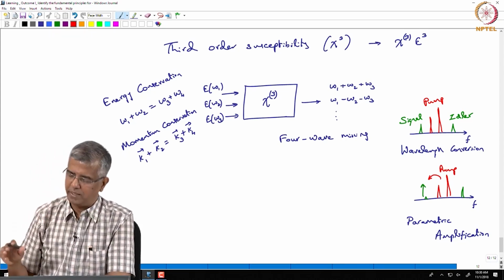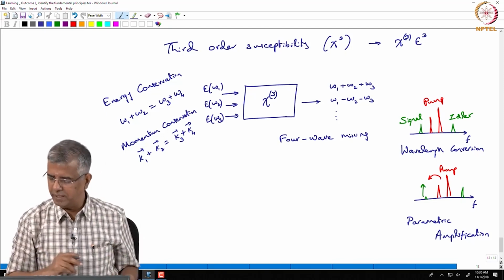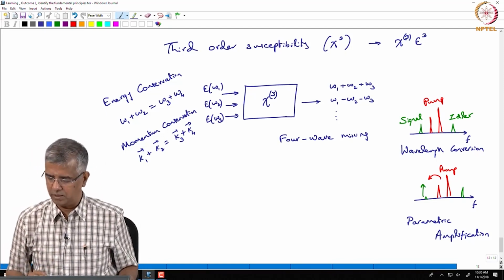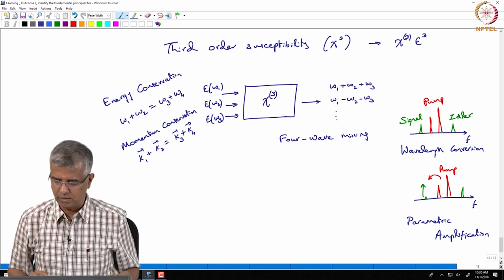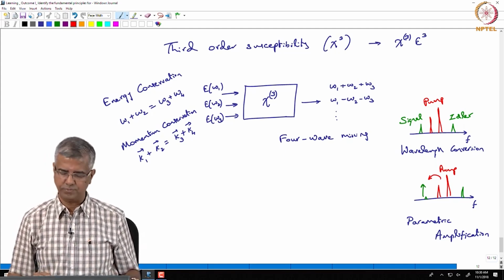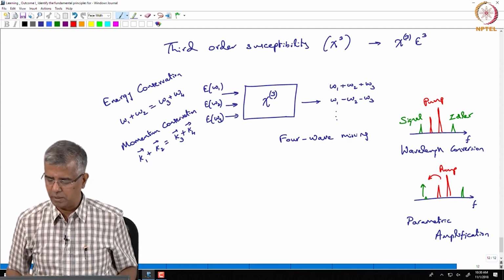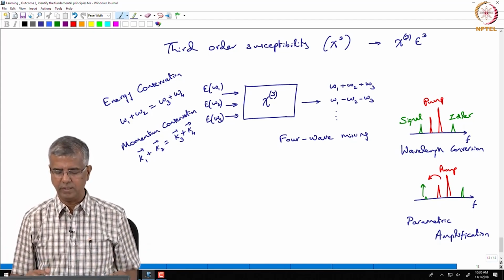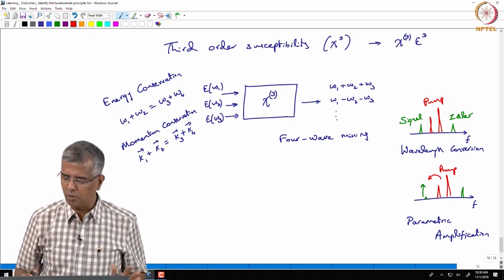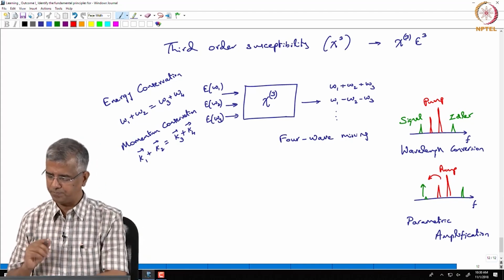Like I said, I am not going into the details. There are a lot of very interesting details in these things, but I am not going into those. Okay, because the idea is to give you an overview of what all is possible.